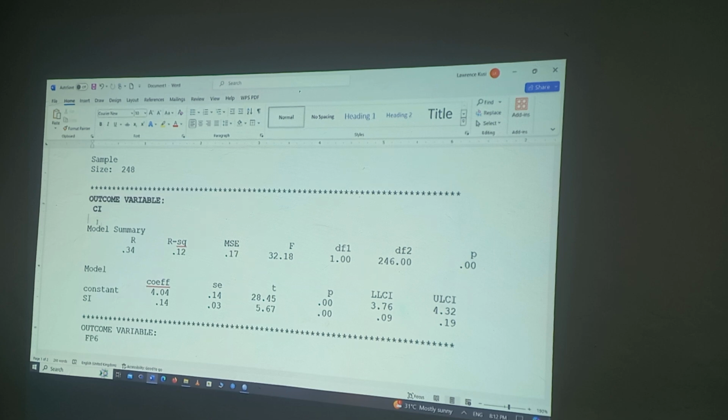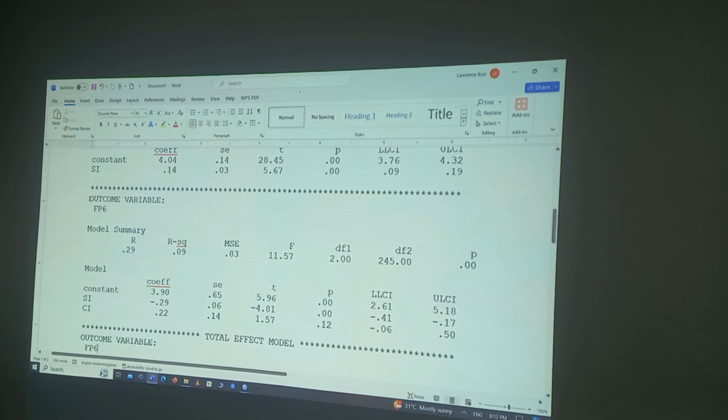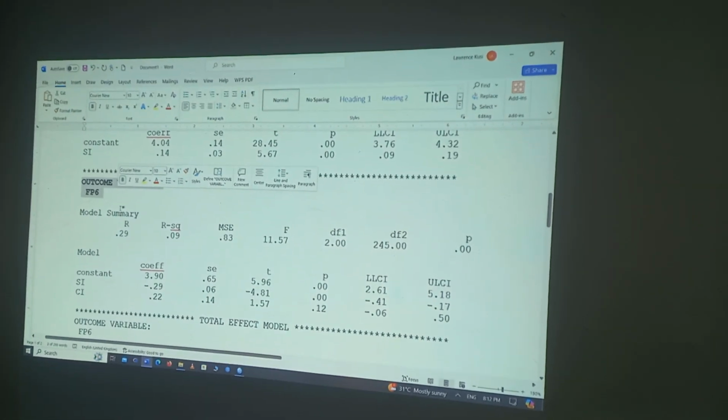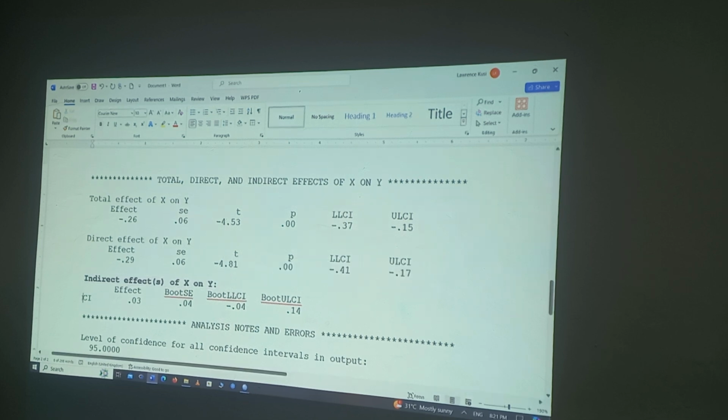We are going to another outcome variable. Have you seen the second portion? Another outcome variable is what? The FP6. And the FP6 is the dependent variable, right? That is what we actually predicted. Very good. So we illustrate it here. These are figures here. The mediation is represented by the indirect effect, and now you can go and see the mediation effects.